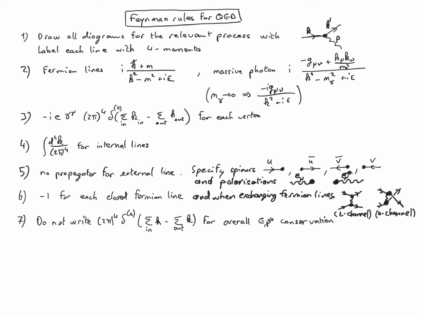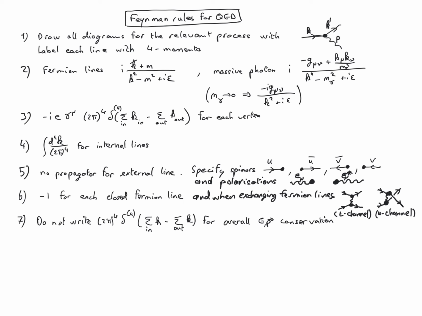Rule number 2, we have a propagator for fermion lines, which is a Dirac propagator. We also have a factor i. And also we have i times the propagator for vector field. So that's for a massive vector field. And in fact, when we turn the mass to 0, we have a simpler propagator. So that's the one we will use for photons. We will start with this one and see that indeed this term does not contribute in QED.